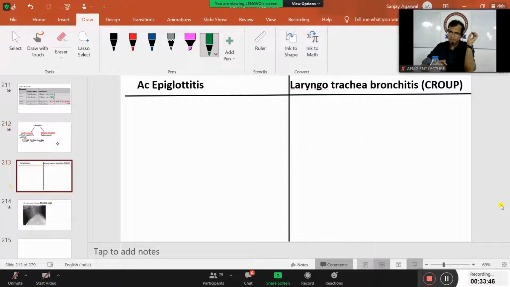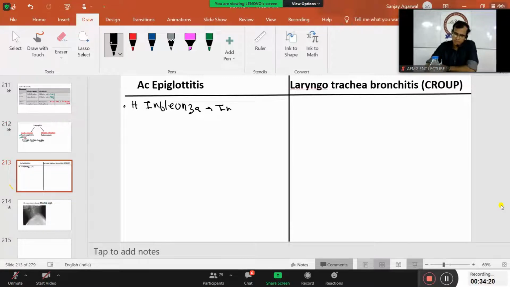Done? Yes, sir. Now, like I said, both of them, you have to know 5 points each, and they are very opposite of each other. So easy to remember. Comparison is better. So, like pathogen, which is the pathogen for epiglottitis? In India, Haemophilus influenzae is the most common pathogen, but Streptococcus worldwide.